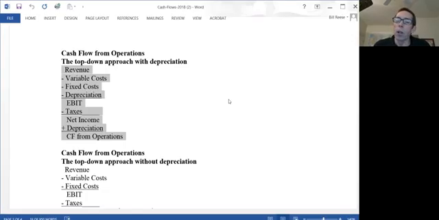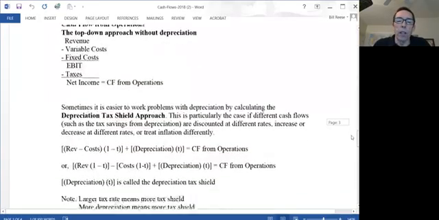But sometimes what we're going to do is we're going to say, you know what, I really want to discount our risky cash flows at one cost of capital and discount our less risky cash flows at a lower cost of capital. You can't do that with the top-down approach, okay? Because you only get one number down there. You can only use one discount rate. So there's another way to do it. Here is our other way that we can do it here.